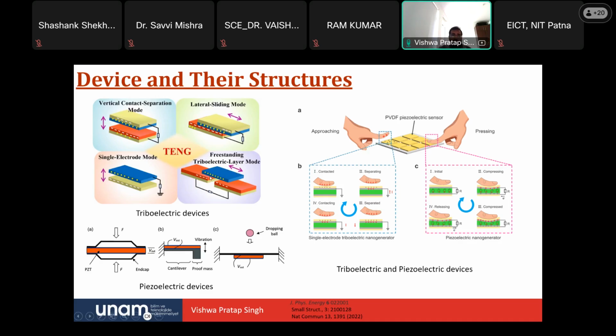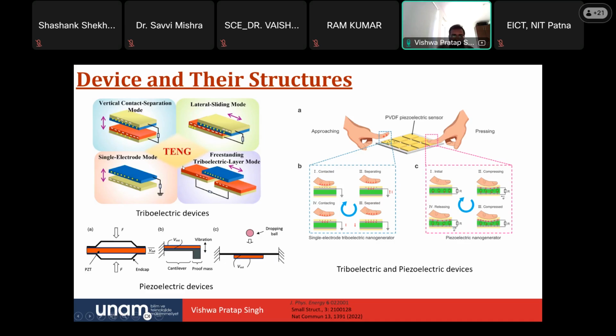And another one is the freestanding triboelectric layer. You can have two tribo negative materials downside and one tribo positive upside, and you can again slide. It's almost similar to the lateral sliding mode. Because once this comes over this, the charge here will be very low, and here there will be a charge. So you can get this potential difference and measure it.